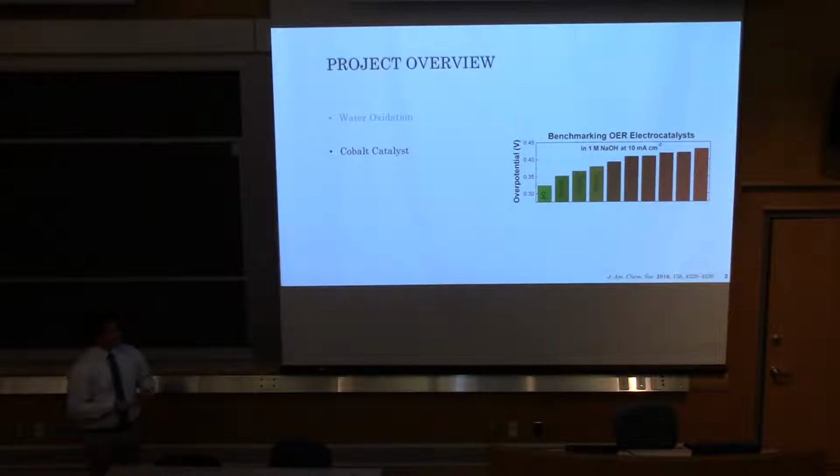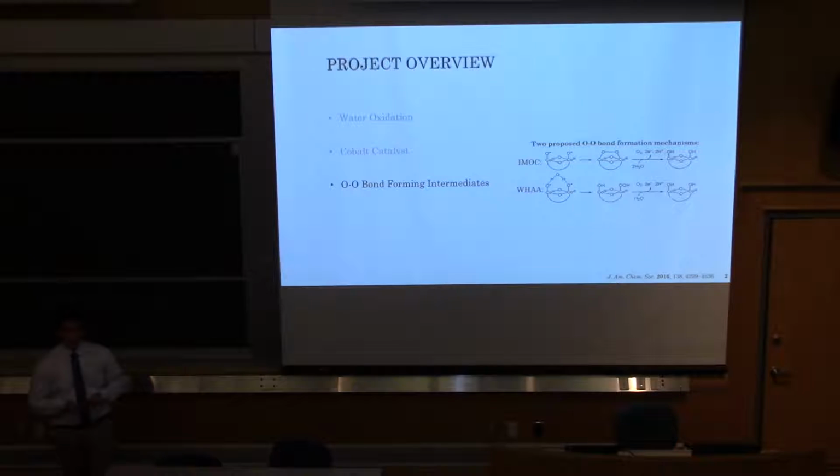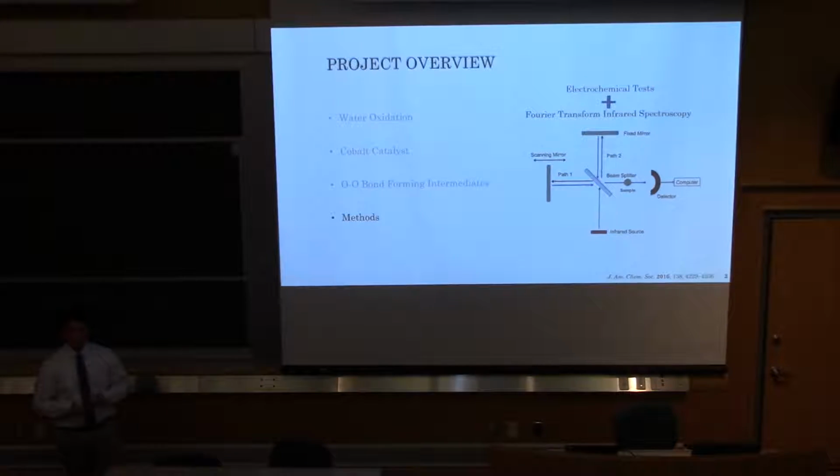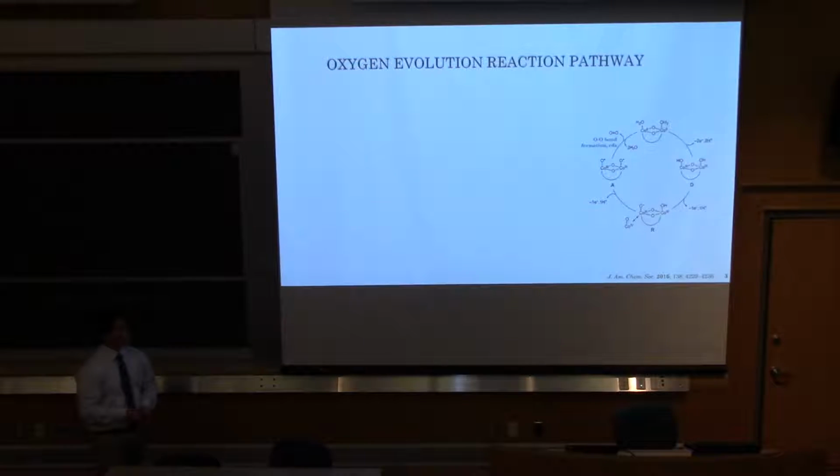So we chose a cobalt catalyst to do this, and this graph shows you the overpotential, or how much extra energy you have to put in for oxygen to be produced, for several catalysts. Ours is around the middle, but we chose to study this because cobalt is very prevalent within the Earth, and it's also been heavily studied in the literature. We're focused primarily on the oxygen-oxygen bond forming step and the intermediates within that step. We're studying those using various electrochemical methods and FTIR, which I'll get more onto later.